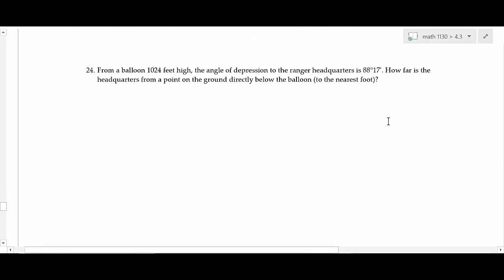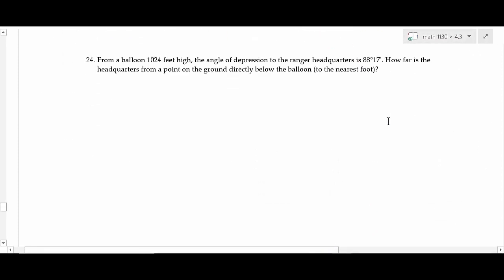All right, let's see if we can get this set up now. So this says you're from a balloon 1,024 feet high. The angle of depression to the Ranger headquarters is 88 degrees 17 minutes. How far is the headquarters from a point on the ground directly below the balloon? Okay, so what you always try to do on this after you read this is try to find where your triangle is. All these problems have right triangles. So I'm going to just say, okay, this is my balloon.